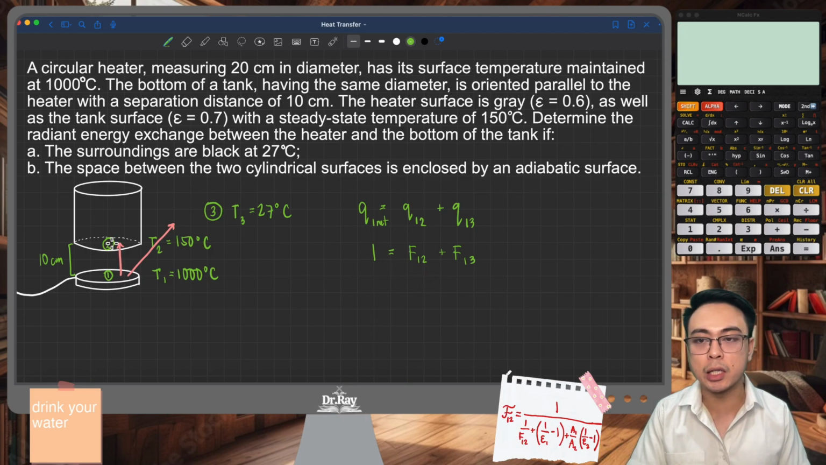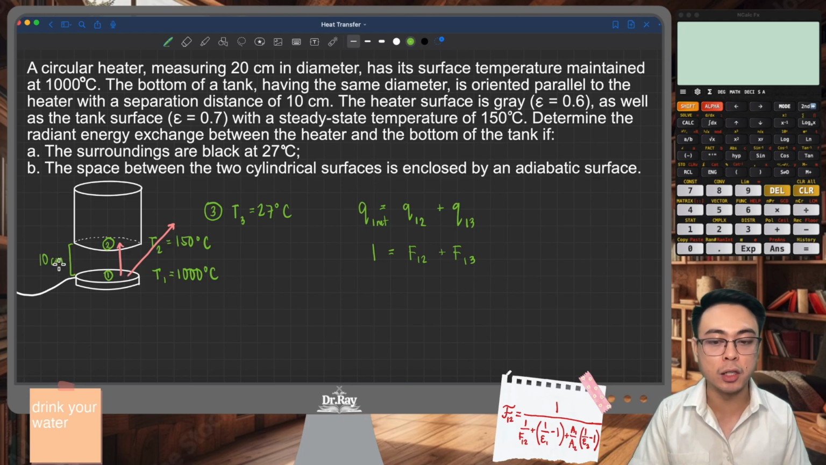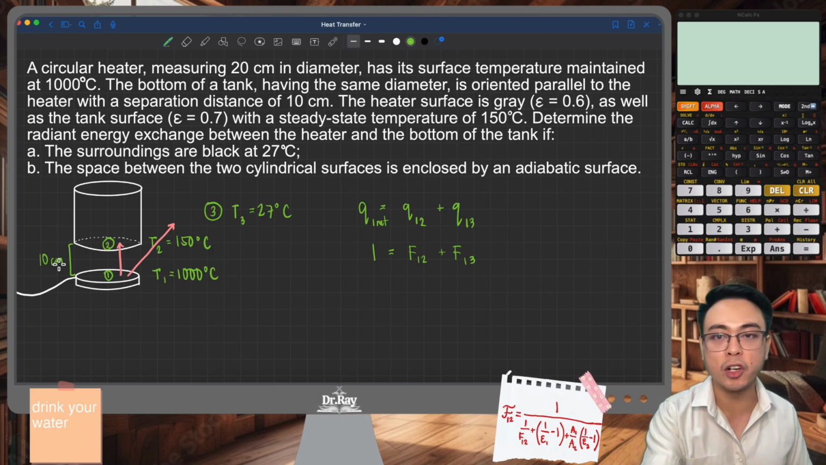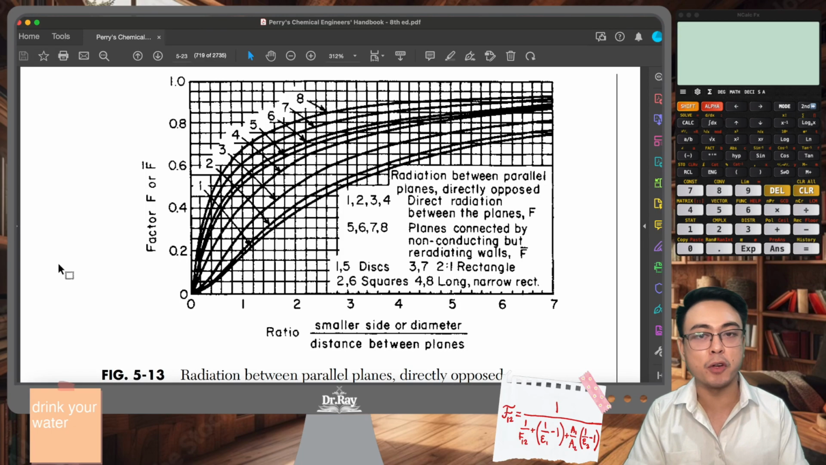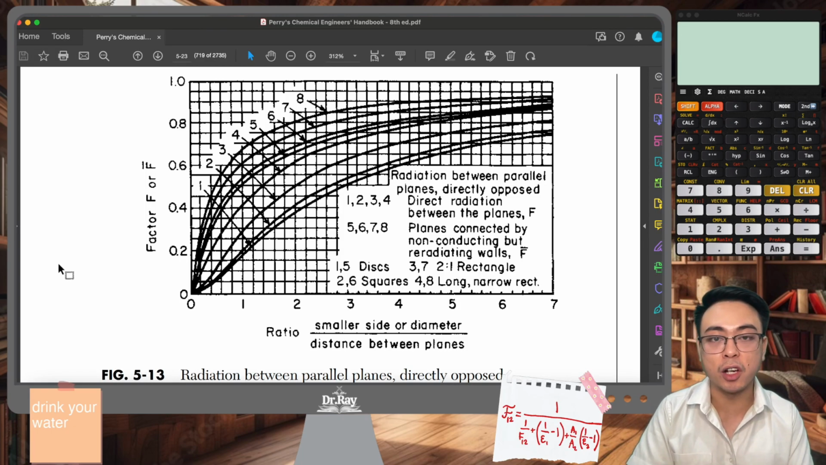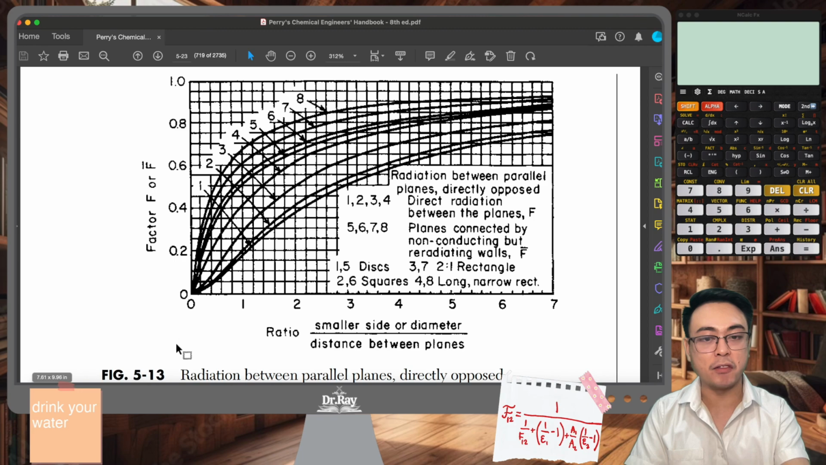Because again, we can assume that our system here is two parallel disks separated by a finite distance, and we do have a simplified figure for that. So I'm referring to the figure in Perry's Chemical Engineer's Handbook. Let me show you my copy of that. This is the 8th edition of the handbook, and this is figure 5-13.